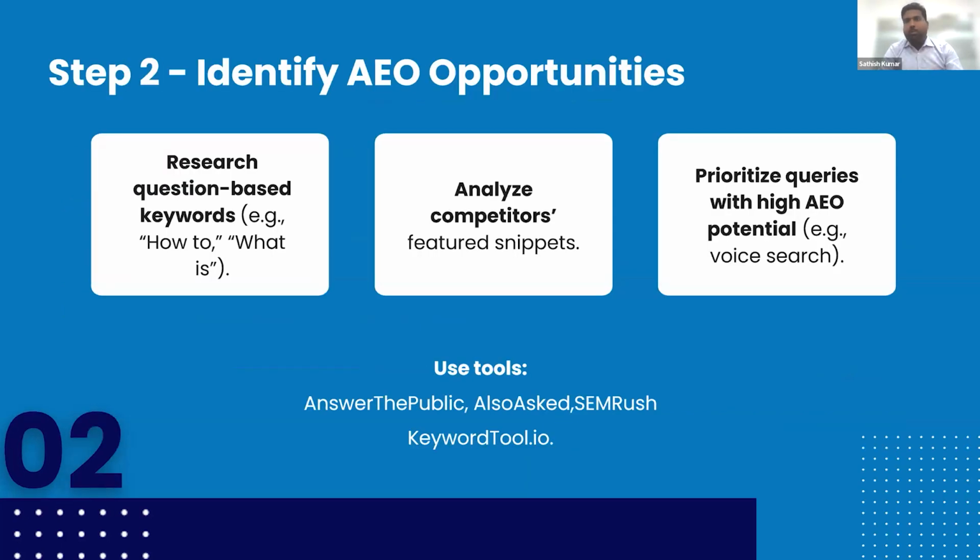And how to identify AEO opportunities. That's the most important thing. Basically, people who are looking for research-based keywords like how to do this, what are the best ones, those kinds of research keywords, or you can also analyze your competitors. That is another way. You can find the featured snippets, and you can also look at voice search, like if somebody is using Apple Siri to find nearby restaurants, how they are using the voice search.